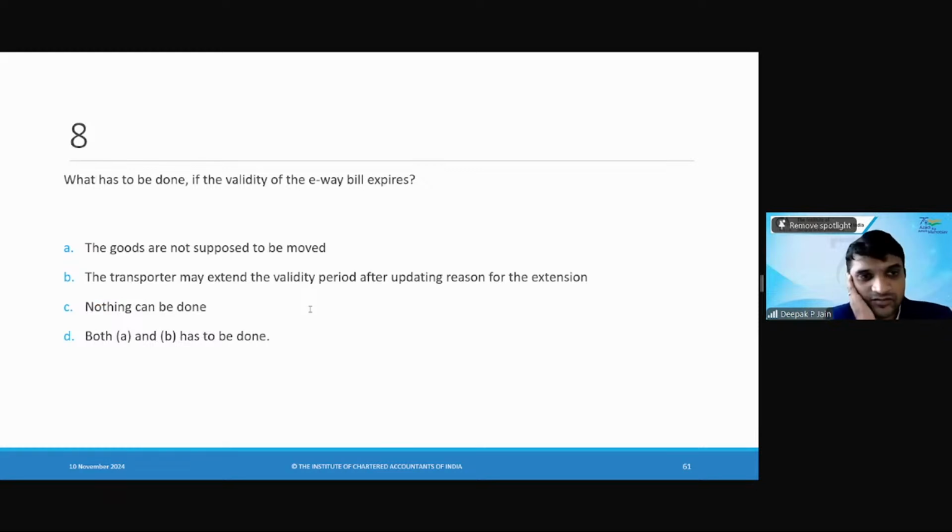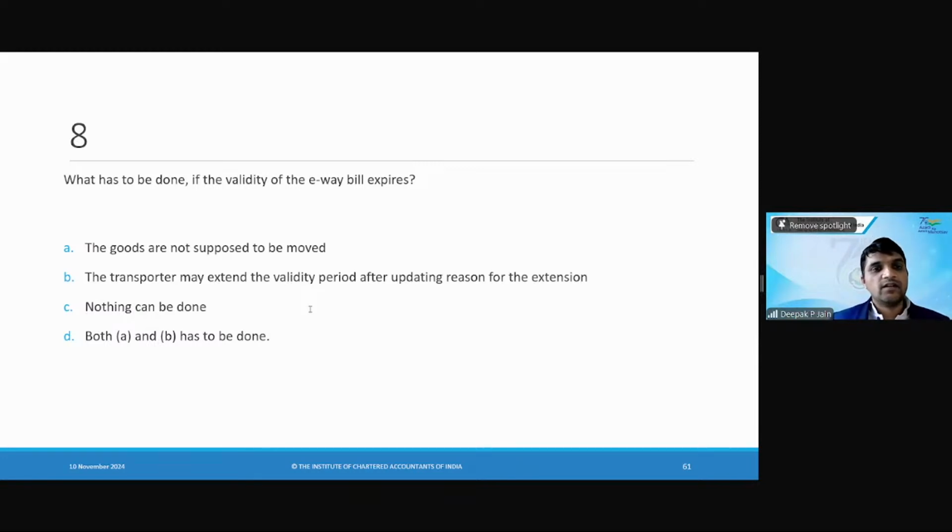Last MCQ. Bhumika, once you answer this, then we'll go back to your fifth MCQ question. Yes. Correct answer is D.